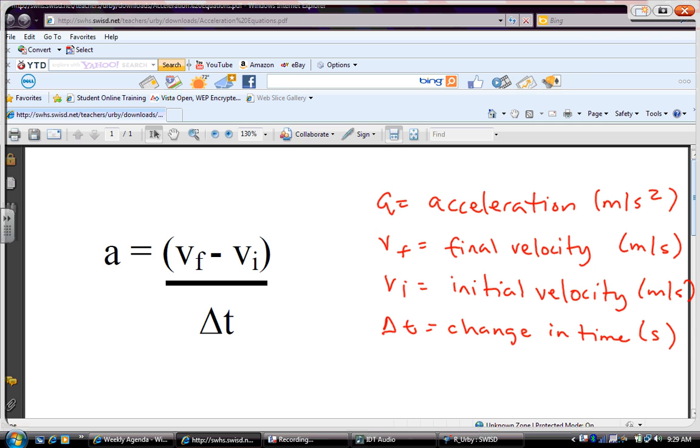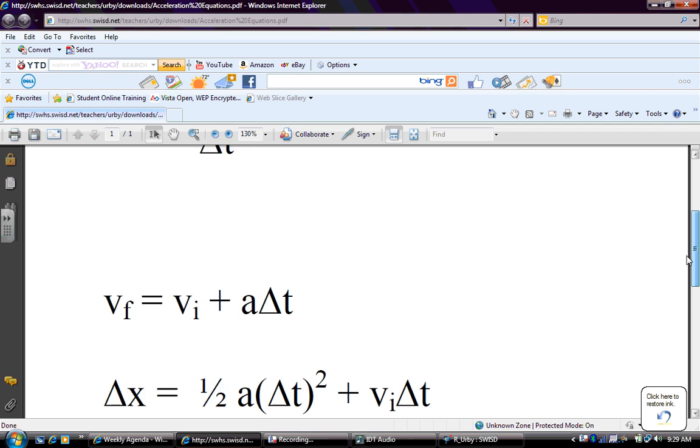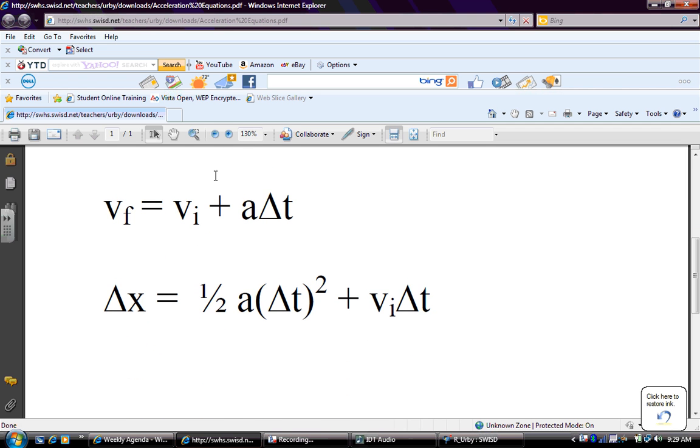Okay, so these are the variables that we're going to be using in this problem. Again, it's basically going to look at the change in an object's velocity over a certain amount of time. We'll divide those two to get the acceleration of that object. So that's the first equation. The second equation here uses the exact same variables. It's just been rearranged to solve for the final velocity of the object.